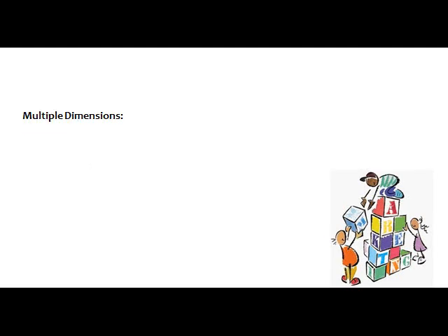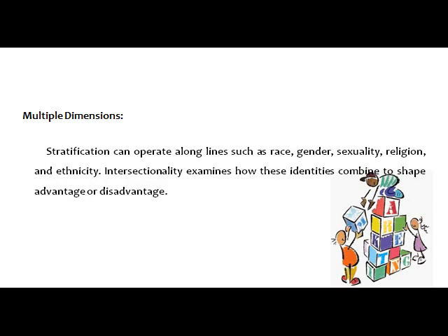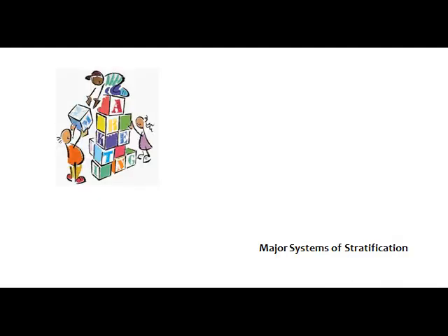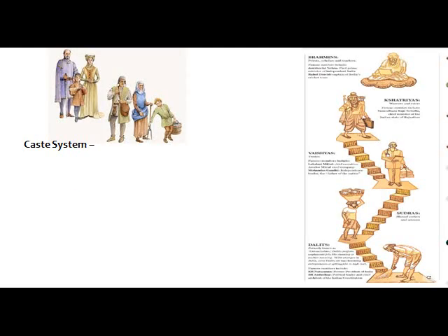Multiple dimensions. Stratification can operate along lines such as race, gender, sexuality, religion, and ethnicity. Intersectionality examines how these identities combine to shape advantage or disadvantage. Major systems of stratification. Caste system.